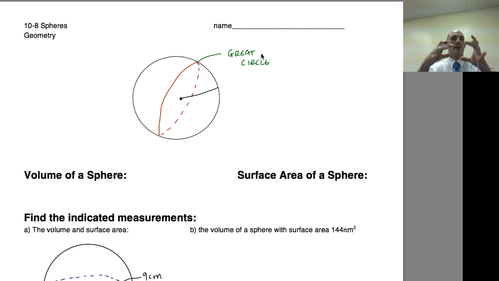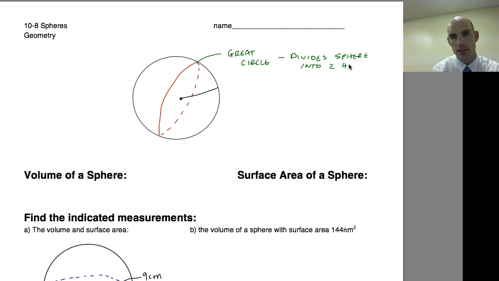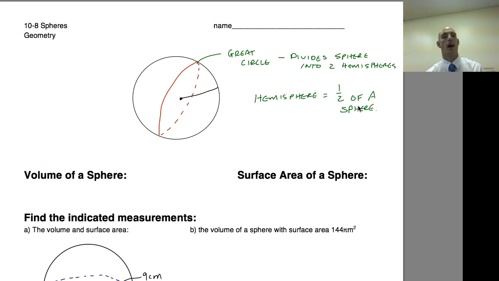because it can't get any bigger than that. It's what divides the sphere into two hemispheres. And hemispheres are just half of the circle, or half of the sphere. And so hemisphere equals 1/2 of a sphere. Okay, so it's half of a sphere.